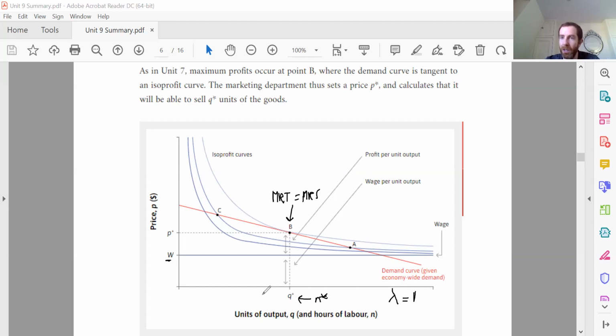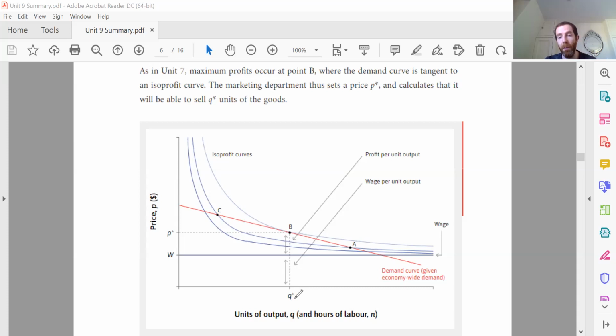From the production department's point of view, once they know from the marketing department that they need Q star units of output, they can immediately say, okay, therefore we need N star workers, and N star is the same as Q star. So that is the whole process of the firm. We've seen they choose a nominal wage to give a real wage that will make workers accept the job and put in effort. Then the marketing department chooses a price level that maximizes the profits of the firm. That price level corresponds to a quantity.